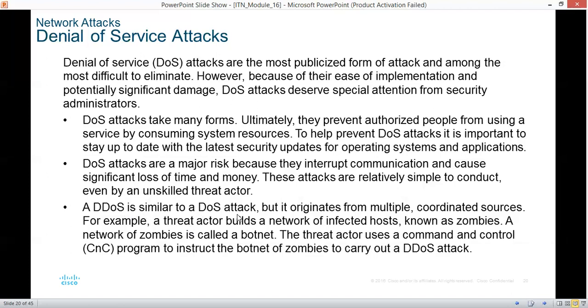DDoS is similar to a DOS attack, but it originates from multiple coordinated sources. For example, a threat actor builds a network of infected hosts known as zombies, and a network of zombies is called a botnet. The threat actor uses a command and control program to instruct the botnet of zombies to carry out a DOS attack against a network, a different network altogether.